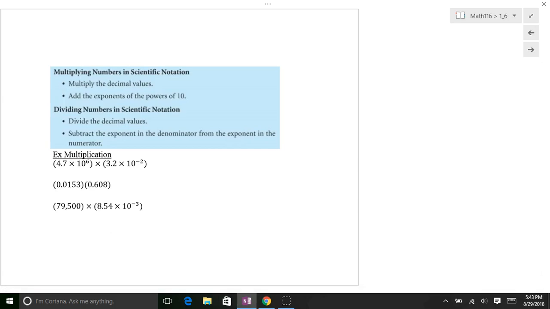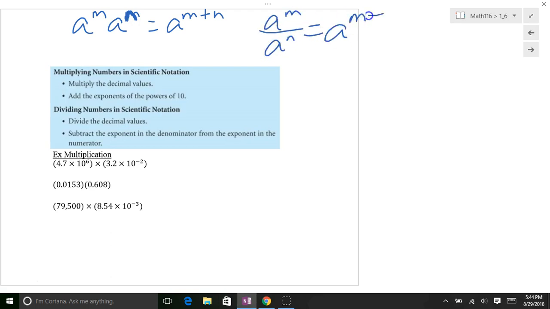Now with multiplication, you could do the same thing. The only problem is you're going to get in trouble sometimes if you got these really large numbers, especially with multiplication and division. So what I would do is I would use these rules. The exponent rules: a to the m times a to the n is a to the m plus n. And then your division property of exponents is a to the m over a to the n is a to the m minus n.